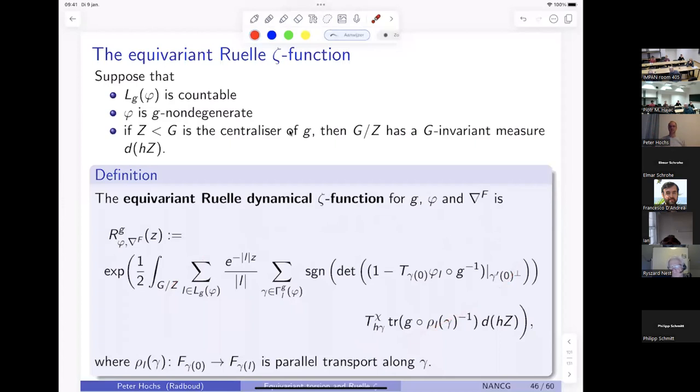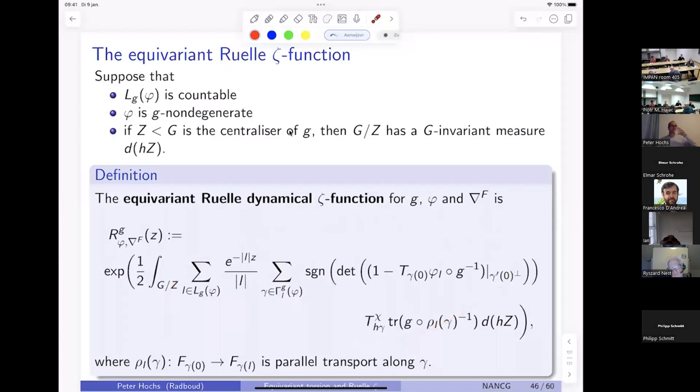So many properties of Lefschetz numbers are preserved in this generalization. For instance, if you have a Lefschetz number, you can construct a zeta function. Here you also have a zeta function. So there is some parallel philosophy behind this, right? At least. Okay.